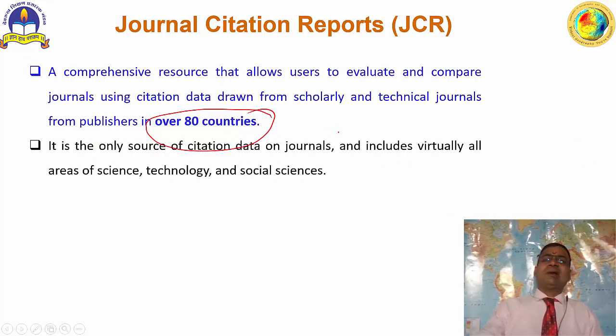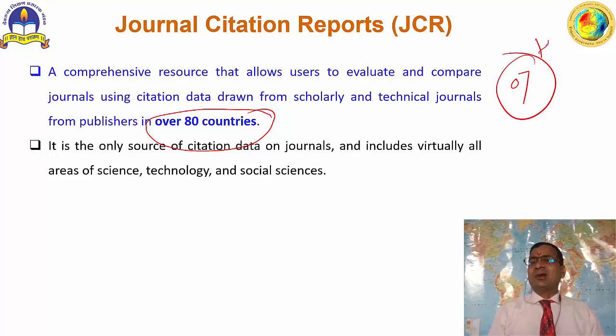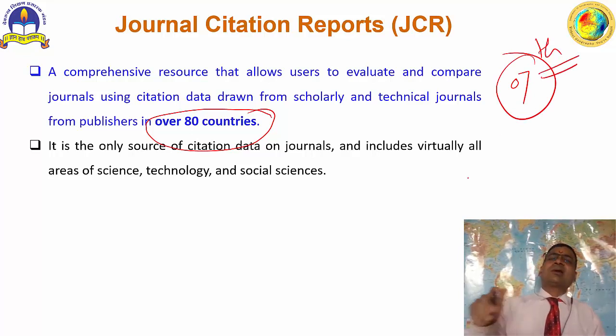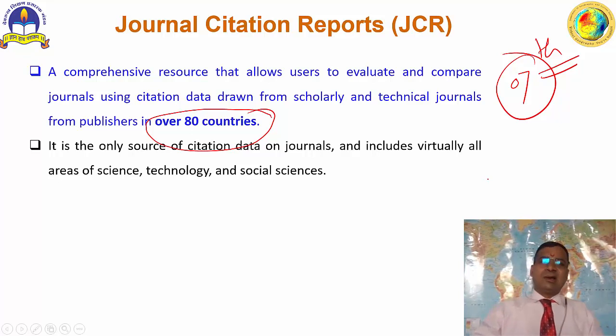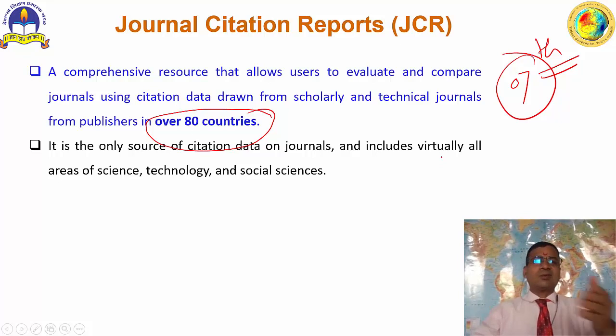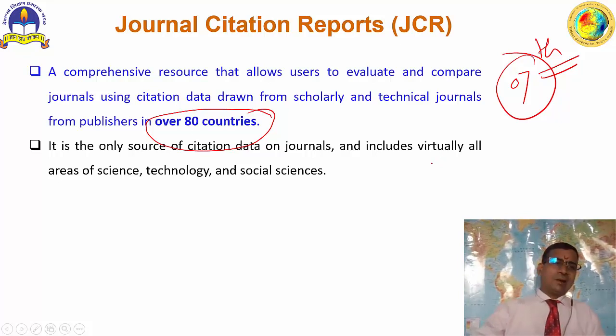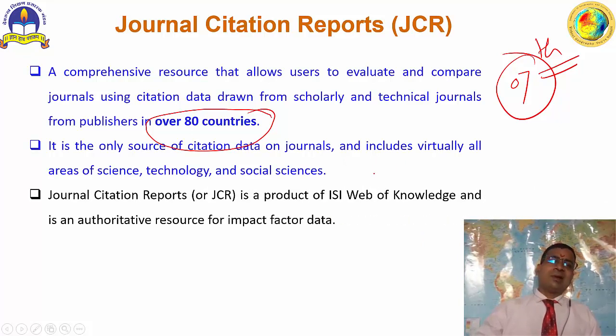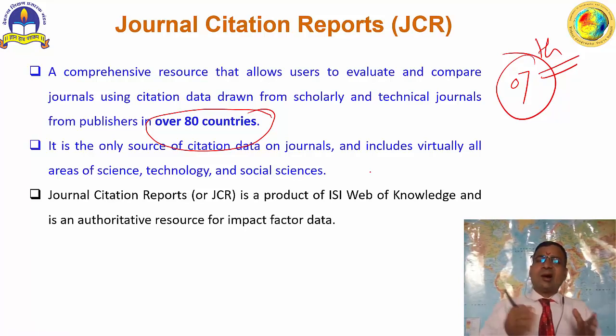This is the positive side of the Journal Citation Reports, and I am very glad to convey that India's rank is 7th. India is at the 7th rank in Journal Citation Reports regarding the quality of journals. At the top, US is there and India is at the 7th rank. We are going to analyze in detail concerning the same. It is the only source of citation data on journals, and it includes virtually all areas of science, technology, and social sciences. Journal Citation Reports is a product of ISI, of Web of Knowledge.